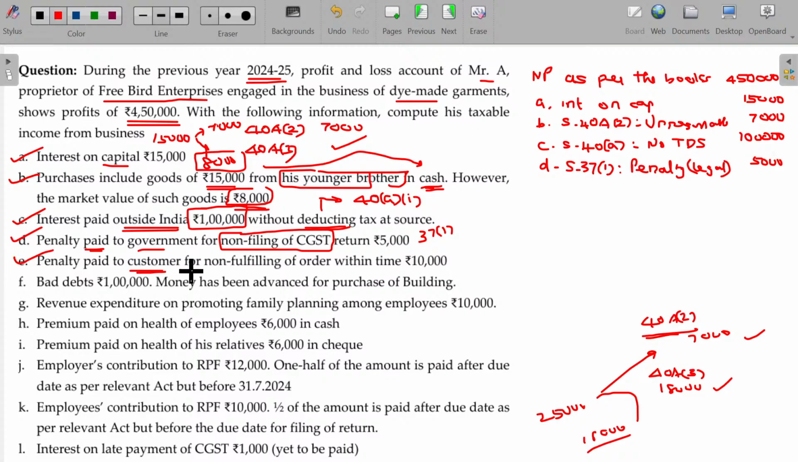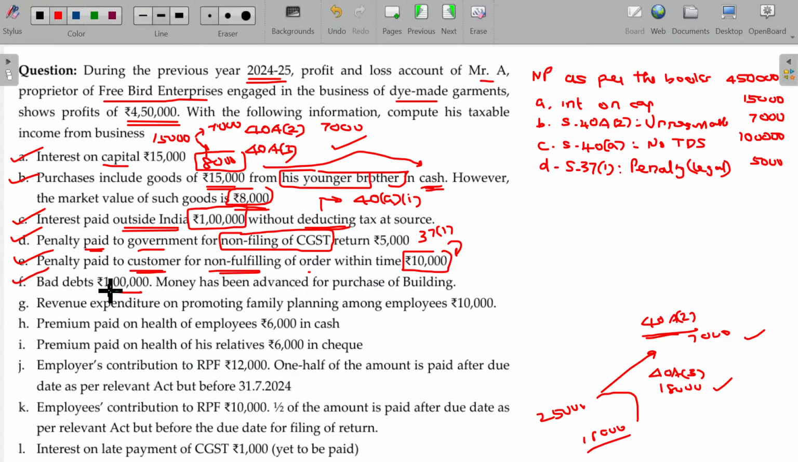Penalty paid to customer for non-fulfilling of the order within the time. As per the same section, this one is allowed. Commercial violation: the commercial agreement between the parties was violated, because of that any penalty payable is of course accepted. So in section 37 clause 1, I have explained both in detail.